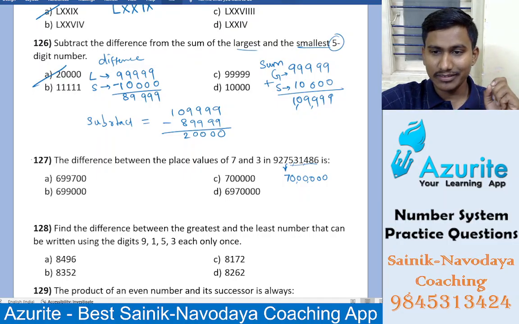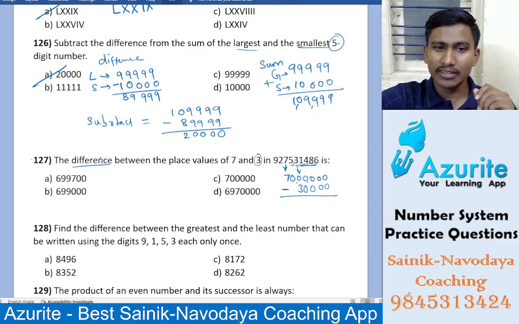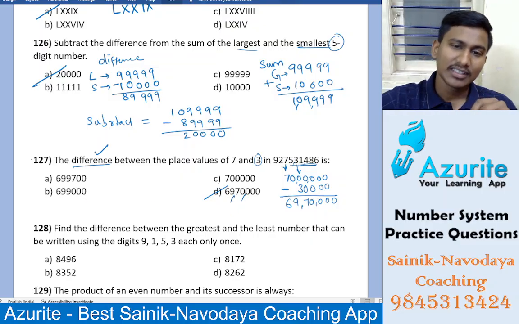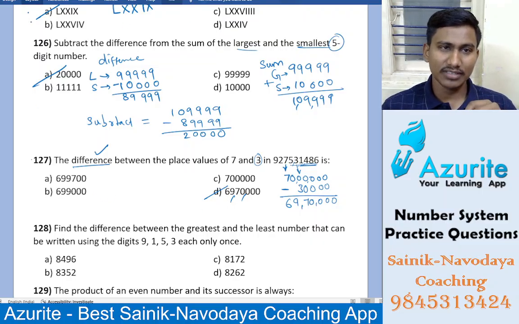Yes. So 7 is 70 lakh, and then where is 3? 3 is here, so the place value will be 30,000. The difference they are asking for means subtract. So 70 lakh minus 30,000 will be 69 lakh 70,000. So which is the answer? 69 lakh 70,000, option D. Yes, option D is the answer. Very easy questions, right?